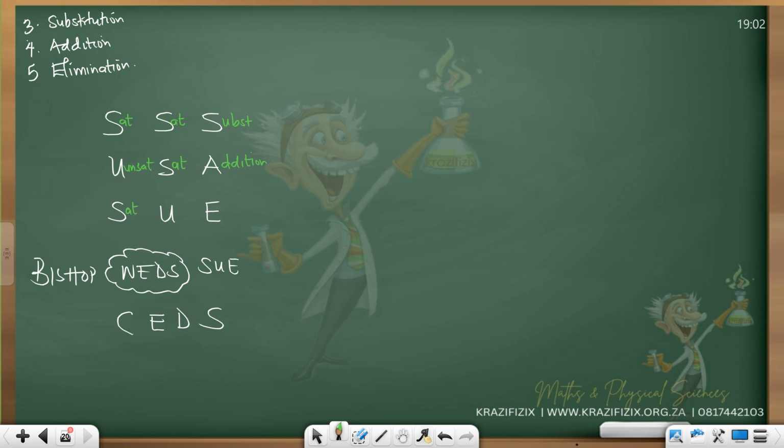And then if I move from a saturated to an unsaturated, it becomes elimination. Look at how chemistry can be done so easily. Saturated to saturated, substitution. Unsaturated to saturated, addition. Saturated to unsaturated, elimination.